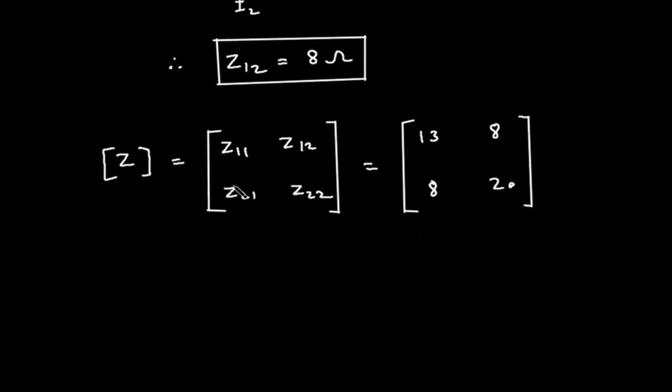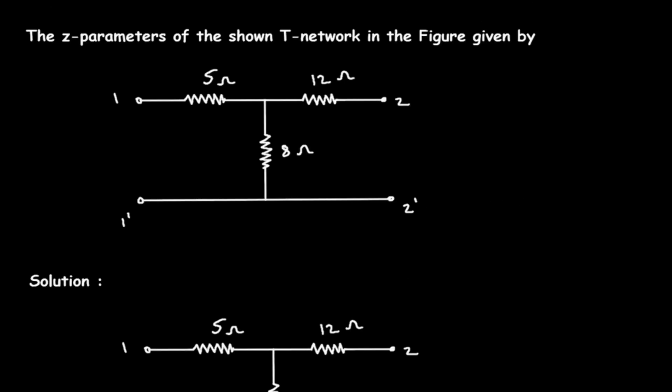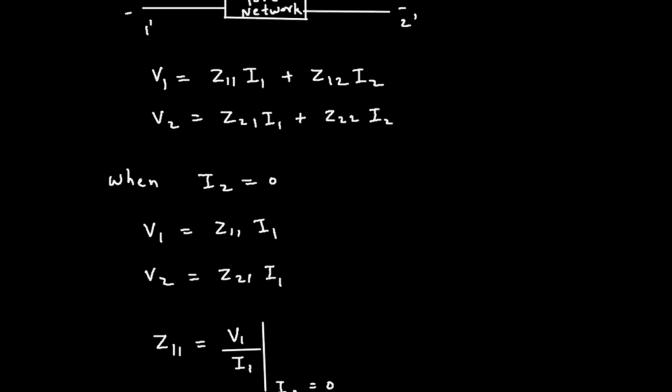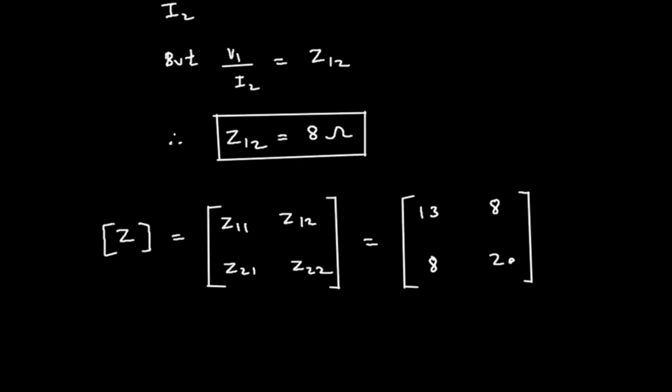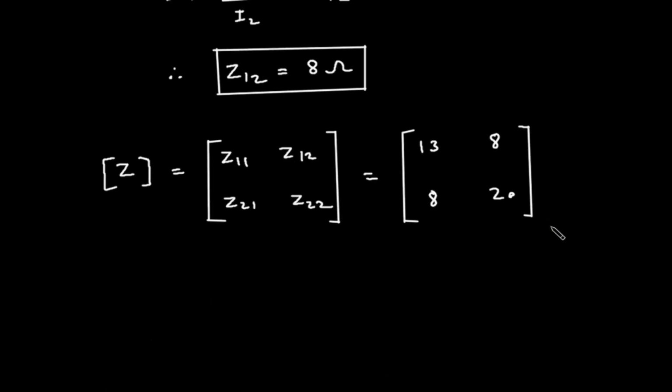So this is the Z parameter of that T network. What we have to find? The Z parameters of the shown T network in the figure. So we have to find Z parameters for this T network. So the Z parameters for this T network is this. So this is our final answer.